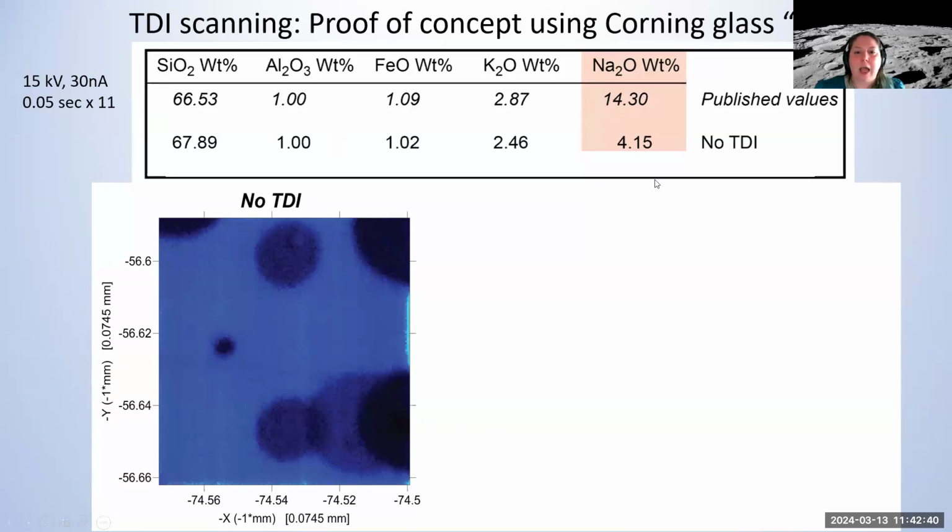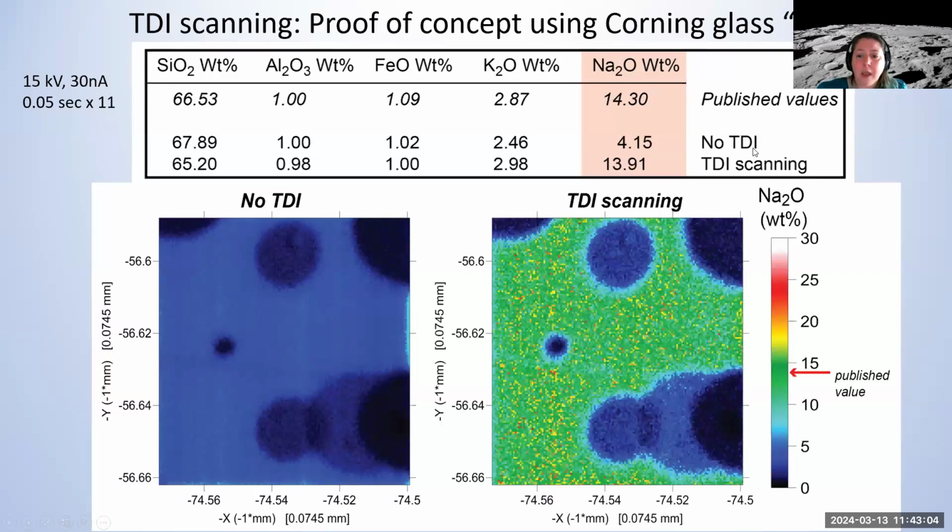When I aggregate all these maps without TDI, what I get is exactly what I always worry about: compositions that are, instead of 14 weight percent sodium, more like 4 weight percent. Usually the silicon goes up and the sodium goes down, and I have about 1.5 weight percent more silicon in the values. Now, when I apply the TDI scanning, I actually get really great data, all things considered. It can be fine-tuned a little bit, but specifically for the sodium, I get very close to the published value.